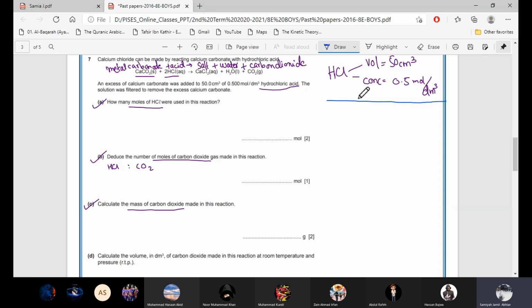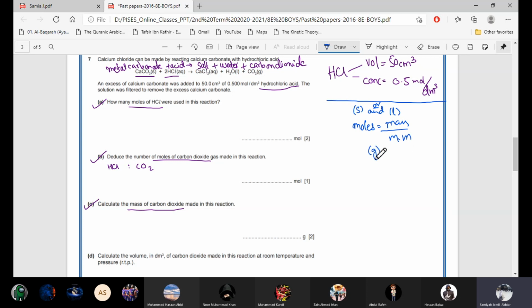I'm just writing here the summary that in most of the questions, the first step is always to find the moles of something. So you have to see the equation. In the equation, the state symbols will be written. So if the substance for which you have to find out the moles is solid or liquid, then you will use the formula moles is equal to mass divided by molar mass. This formula you will use if the substance is solid or liquid.